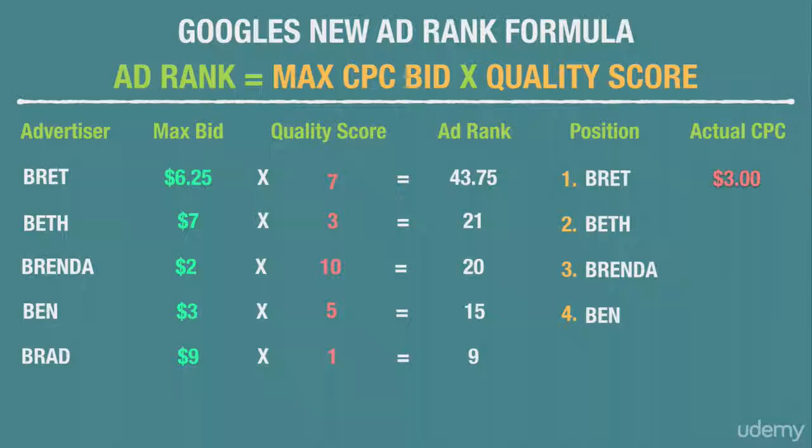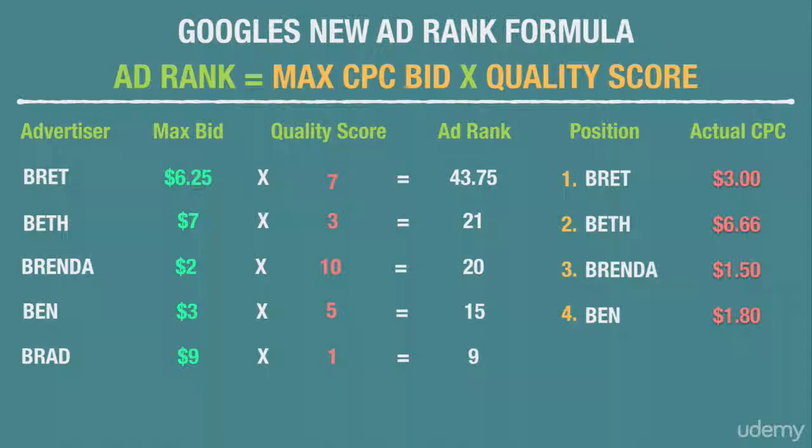Beth's actual CPC is calculated by taking Brenda's ad rank and dividing it by 3, which is Beth's quality score, and that gives us an actual CPC of $6.66. And the same thing goes for Brenda and Brad, giving us an actual CPC of $1.50 for Brenda and $1.80 for Brad. Let's just say, for example, there were 5 ad slots available, and only these 5 advertisers in the auction. Then Brad would indeed win the 5th spot, but since there isn't any ad rank below him, he'd have to pay a minimum click price determined by Google.